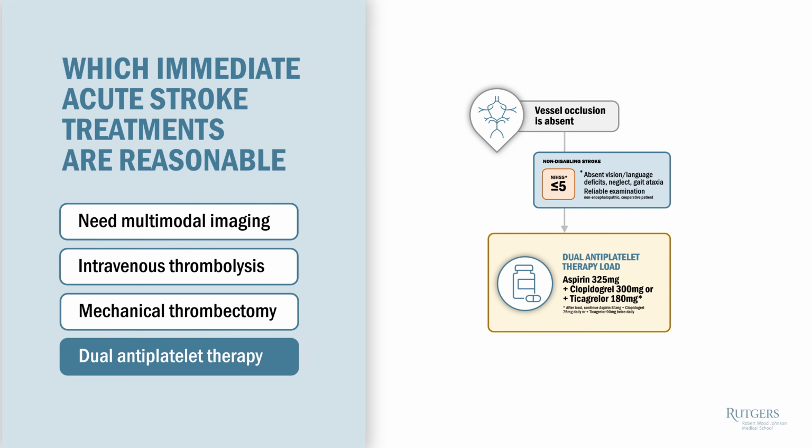Absent large vessel occlusion, non-disabling deficits, cerebrovascular pathology is still suspected. This is a patient that may benefit from dual antiplatelet therapy. So we loaded him with aspirin and clopidogrel. His deficits resolved, MRI was negative for acute ischemic stroke, and after completing his stroke workup, he was discharged home on dual antiplatelet therapy and statins.